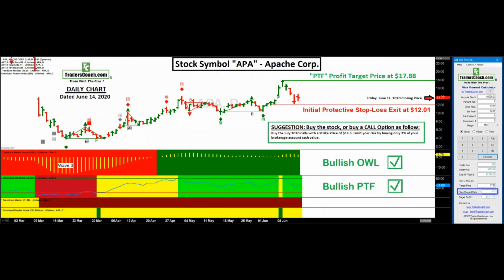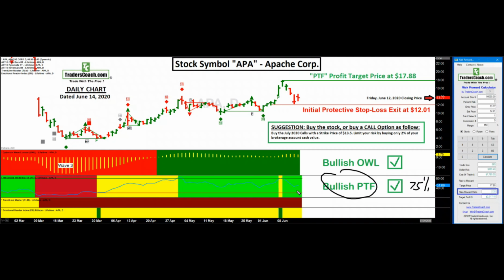So our stock opportunity this week is Apache Corp, and that's stock symbol APA. And what we're looking at here is the daily chart. What we like about this chart is it's set up beautifully for a PTF trade. Now, what do we mean by that? Well, we have an indicator down here called the PTF right here. And the PTF has a 75% accuracy rate, and that's quite good.